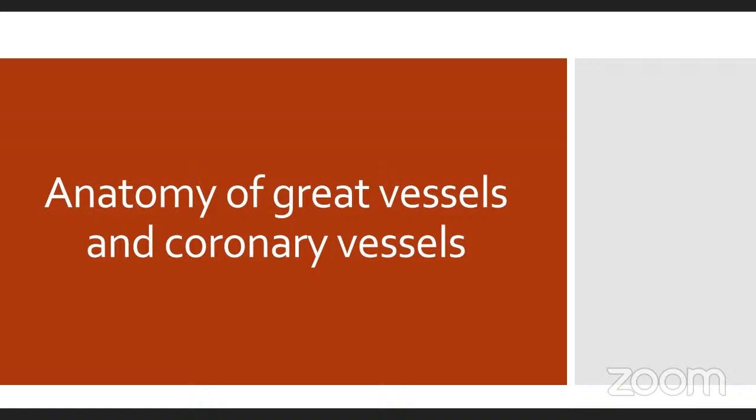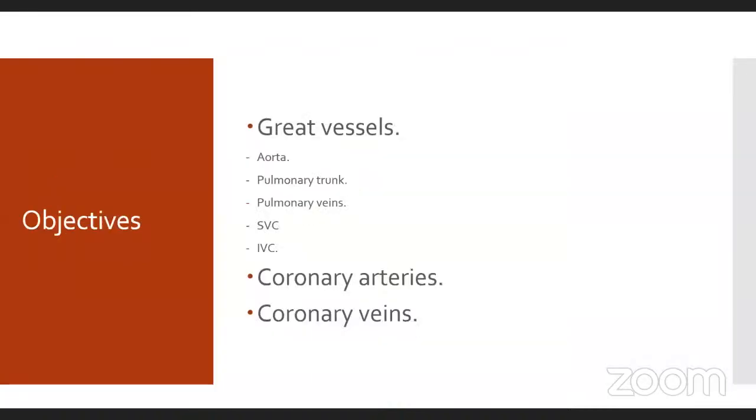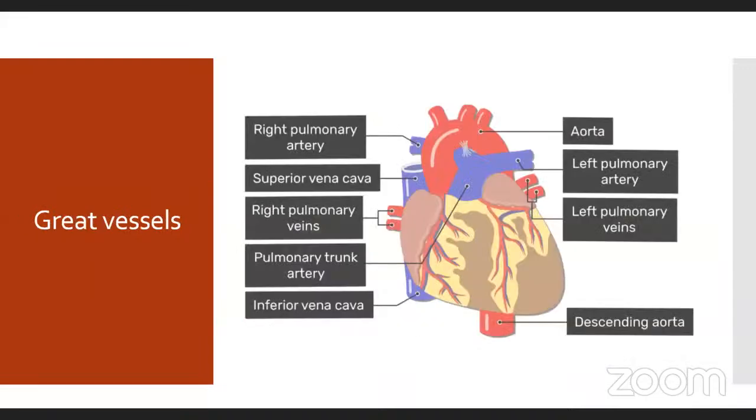Okay, so I'll start with my second lecture, the anatomy of the great vessels and the coronary vessels. The great vessels of the heart are located within the mediastinum. The five important vessels which enter and leave the heart are the aorta, the pulmonary arteries, the pulmonary veins, the SVC and IVC.